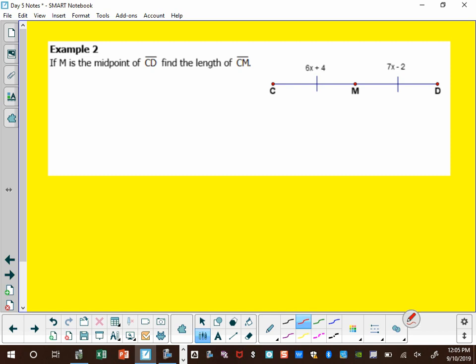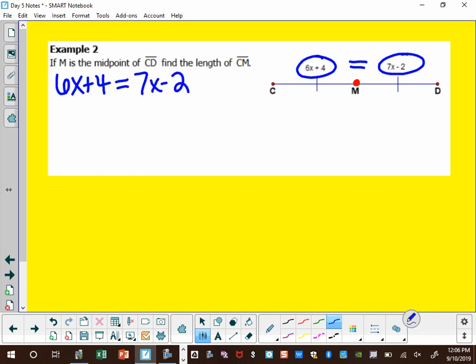All right, if M is the midpoint of segment CD, find the length of CN. We've done this before on day 2. We did measuring segments. If I know that CN is 6x plus 4 and ND is 7x minus 2, what do I do with those numbers? How do I solve for x? But if M is the midpoint, they're going to equal each other. So we have 6x plus 4 is equal to 7x minus 2.